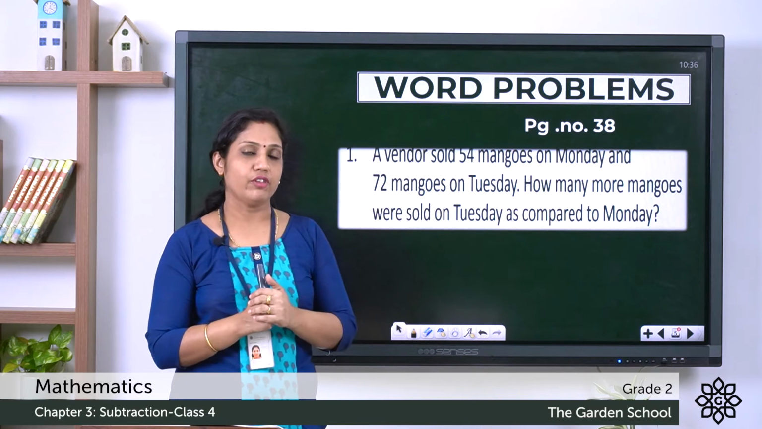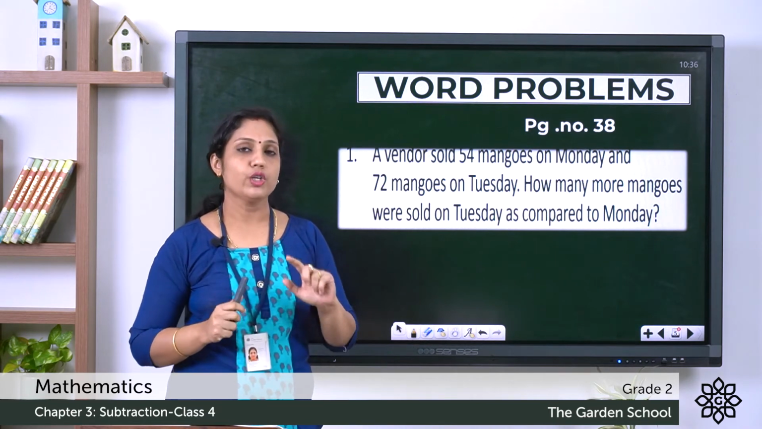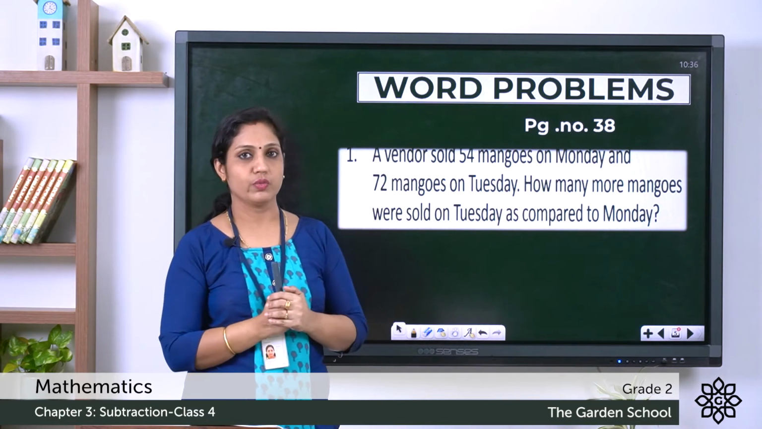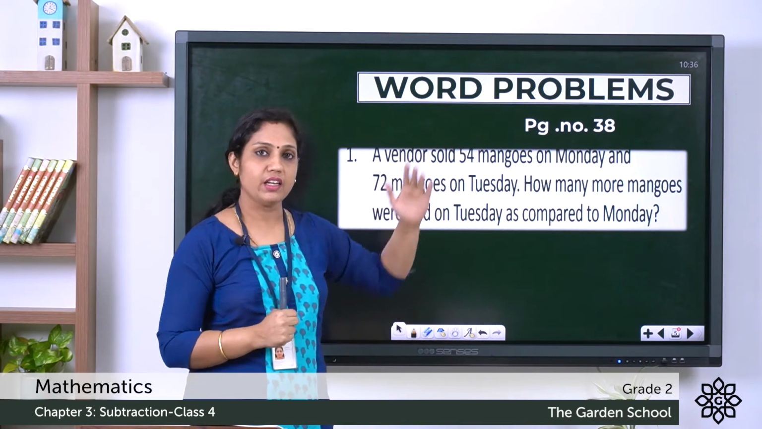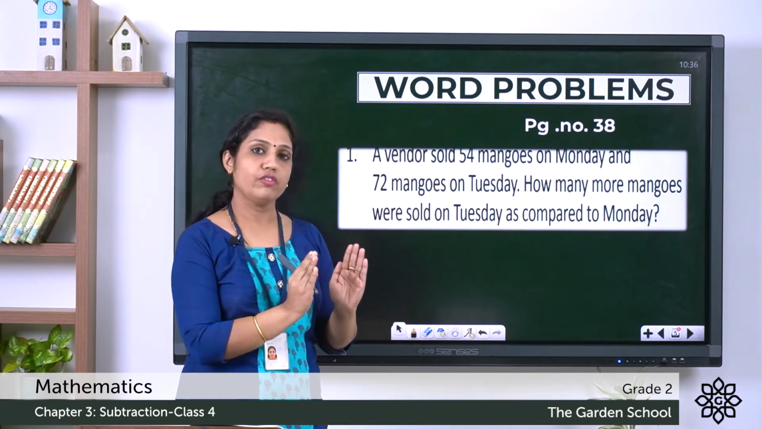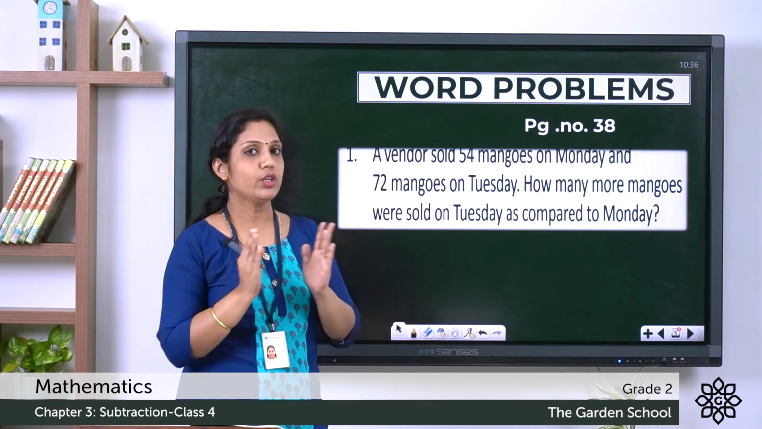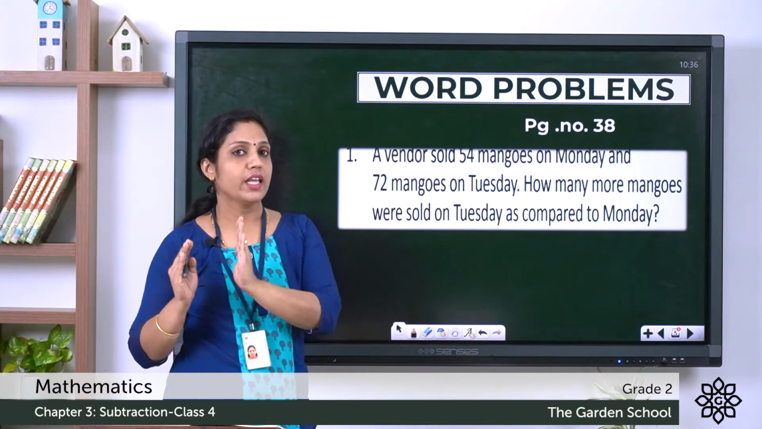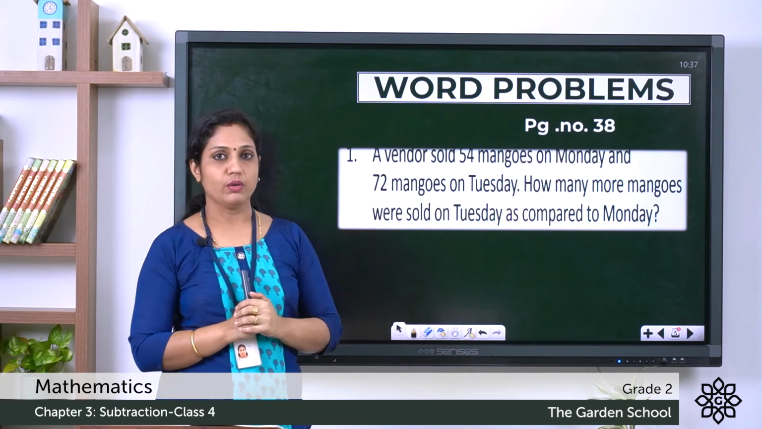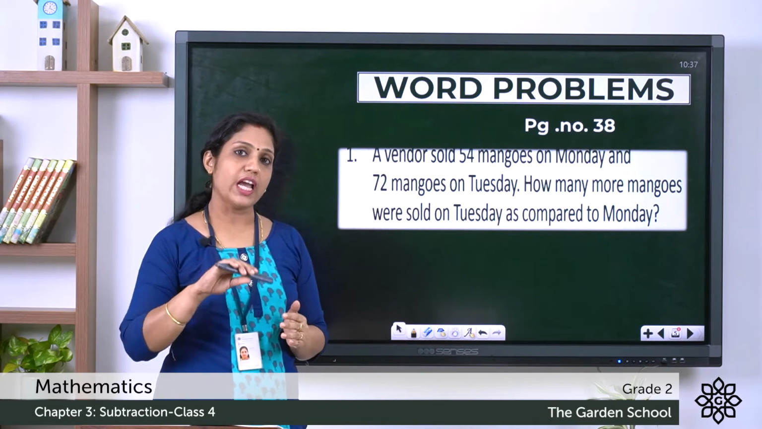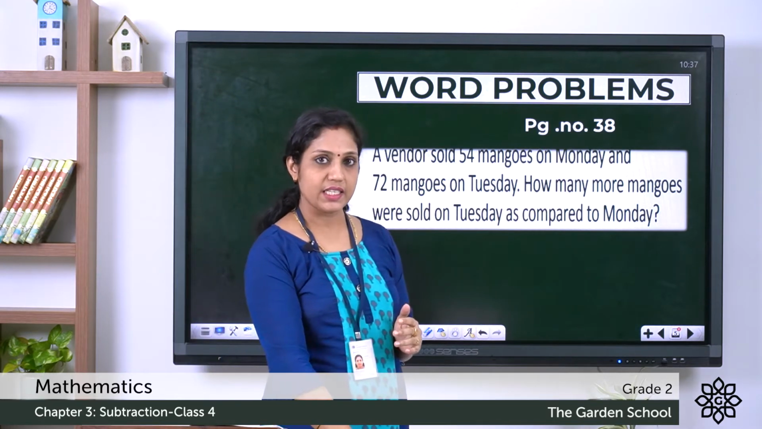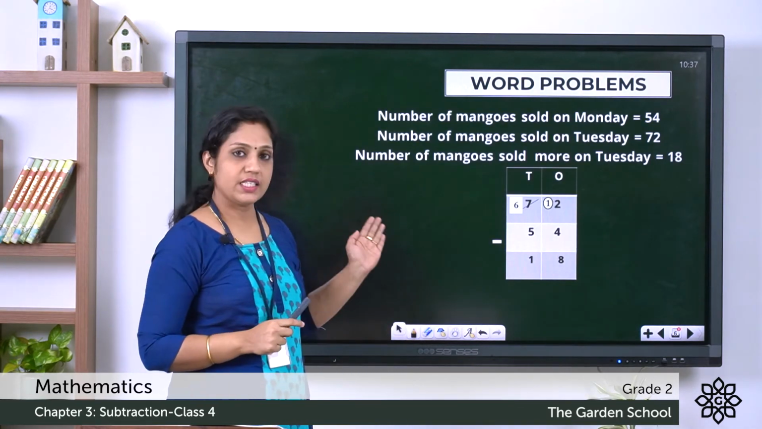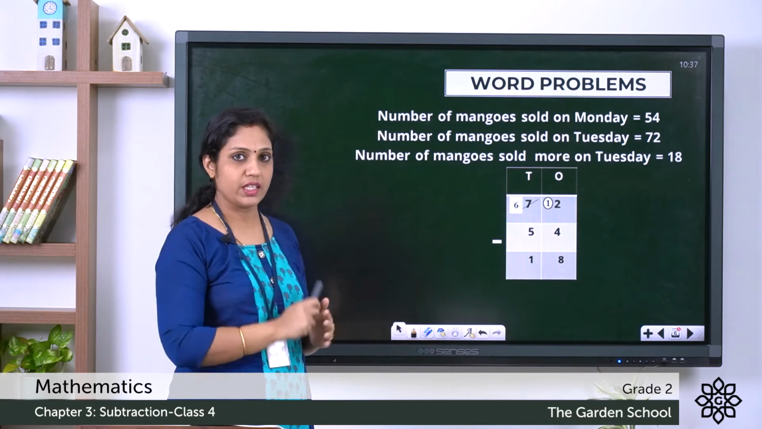So what we have to find out? We need to find on Tuesday how many more mangoes were sold. We know that 72 is greater than 54. So on Monday only 54 mangoes were sold. And on Tuesday he sold more. He sold 72 mangoes. Now we need to find out on Tuesday how many more mangoes were sold. For finding out, let's write the steps. These steps you can take from the question itself.